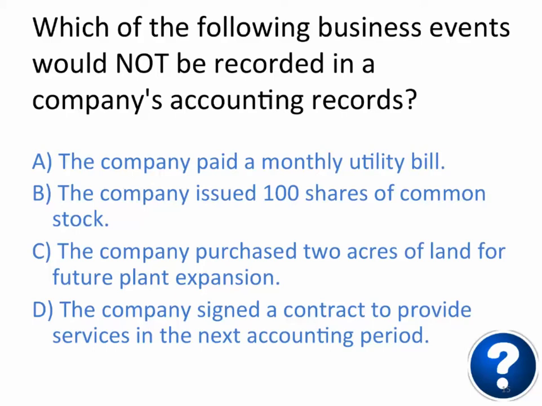So by default, it has to be D, and let's talk about why D is not a transaction. The company is signing a contract. Did any money change hands here? No, we signed a contract. This will have impact in a future period, but it doesn't have financial impact today. You could make the argument, I suppose, that once we sign it, it has an impact on our stock, but it can't be measured reliably. We don't know what that impact is. So the answer here is D, a company signing a contract to provide services in the next accounting period where no money has changed hands is not a transaction. It's a significant event, but it's not a transaction.